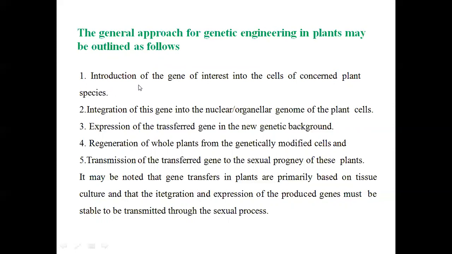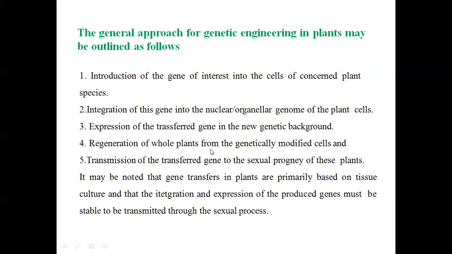So first is the introduction of a gene of interest into the host cell of the concerned plant species. First of all, you need to select the gene of interest. Then integration of this gene into the nuclear or organelle genome of the plant cell. Integration means the expression of the transferred gene in a new genetic background. Then the gene should be transferred into the target species.